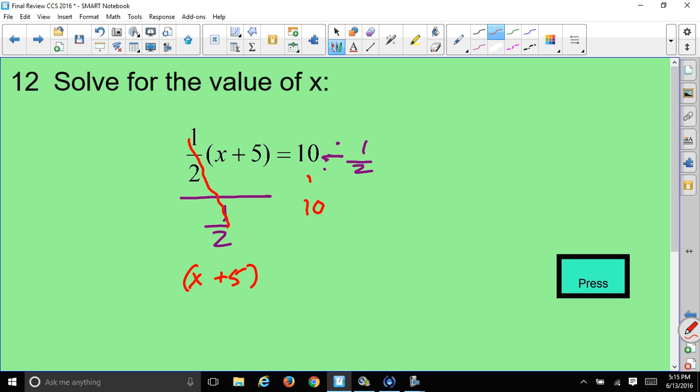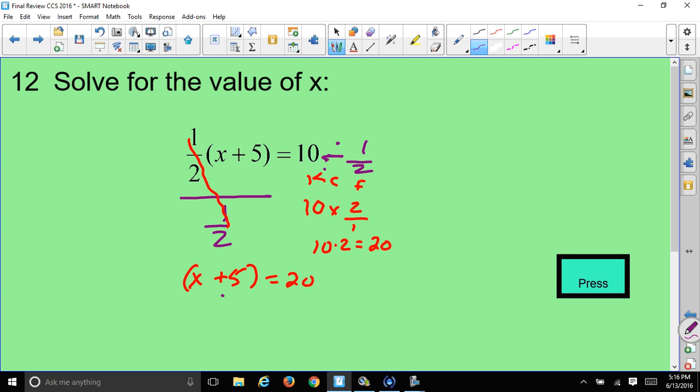Well, if you remember the rules for dividing by a fraction, some people say KCF, you're really multiplying by the reciprocal of the second fraction. So in other words, we keep the 10 as it is, we change the division sign to multiplication, and we flip the fraction upside down to 2/1. So we'd really be multiplying 10 times 2/1, or just 10 times 2, because we don't really need the 1 there, which would give us 20 on this side of the equal sign. So we'd have x plus 5 equals 20.